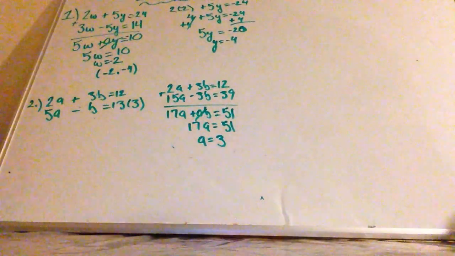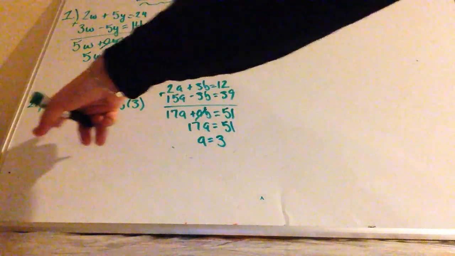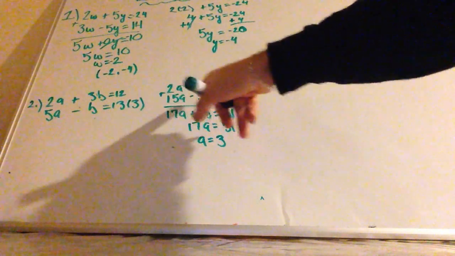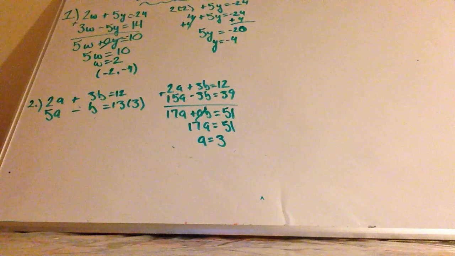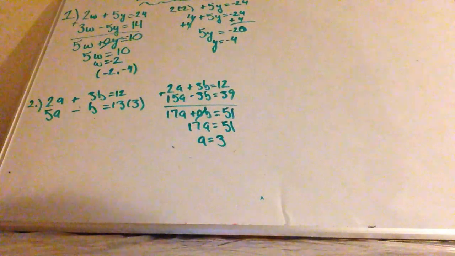So what we can do is add both equations. That gives us 17a plus 0b equals 51. Now, we eliminate the b's. 17a equals 51. And from that, we get a equals 3. So as I said, we just multiply the entire second equation by 3. So 15a minus 3b equals 39. We add both of them up. 17a equals 51. a equals 3.